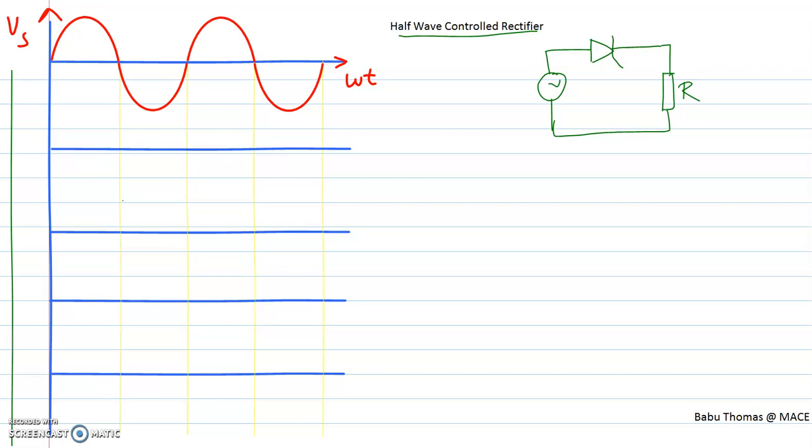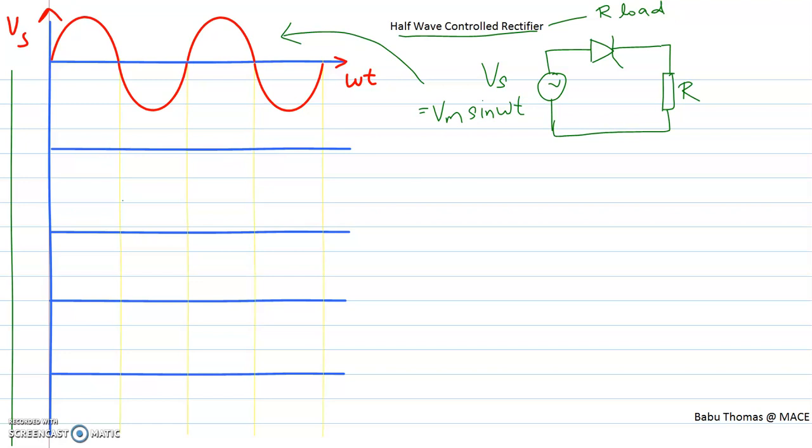Here your input supply voltage is Vs, which is Vm sin omega t, as shown in this particular waveform. Therefore, since the load is a resistive load, it is a half-wave controlled rectifier connected to an R load. That is the analysis which we are going to make over here.